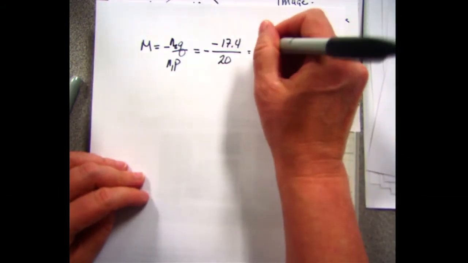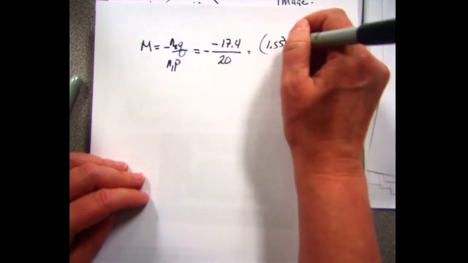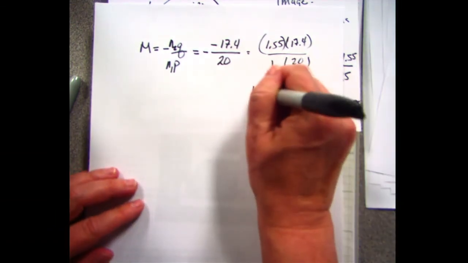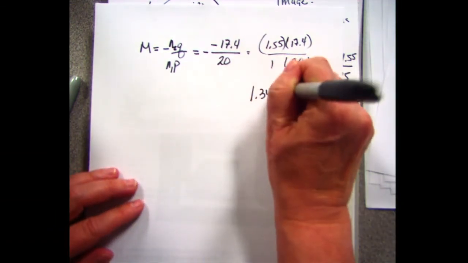And that ends up being like my 1.55, 17.4 divided by my 1 over 20. I knew there was something missing. 17.4 divided by 20 times 1.55 gives me 1.3485, so it's bigger. You just gotta watch your sign conventions and watch those indexes of refraction.